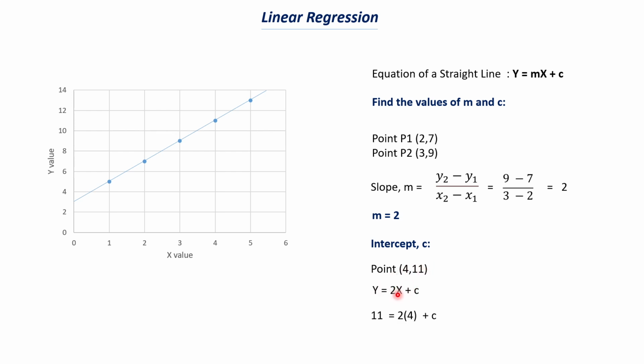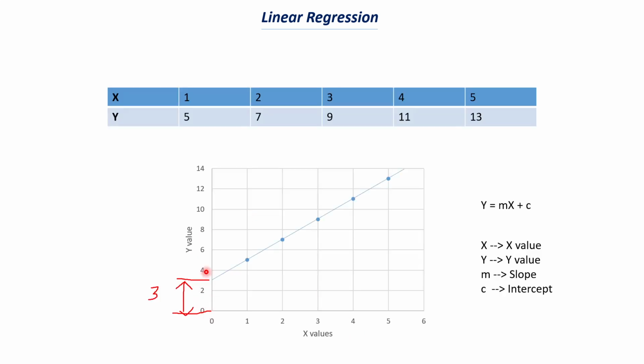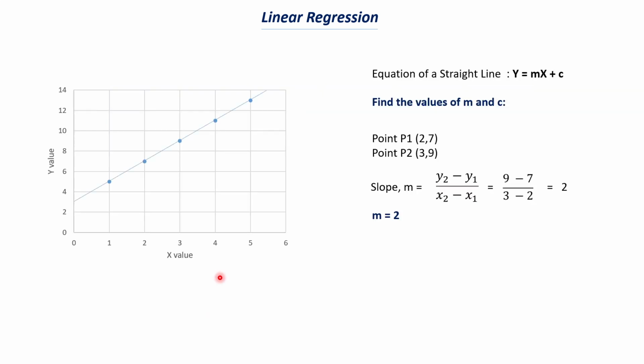Now if you substitute all the values, 11 is equal to 2 into 4 plus c, so c is equal to 11 minus 8, and you will get the intercept value as 3, which we have seen in the previous case as well. So as you can see, we found the intercept to be 3 graphically, and using these equations and formulas we found that the intercept is 3 and the slope is 2. So the equation of this line is y equal to 2x plus 3.